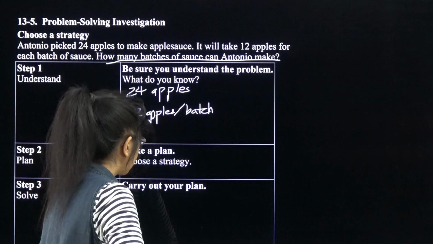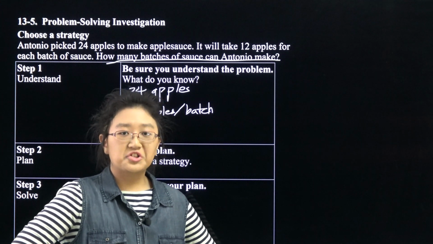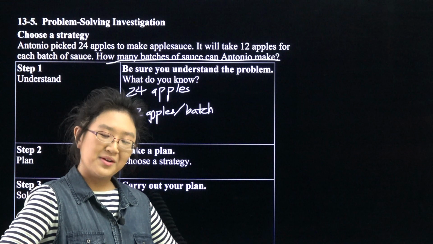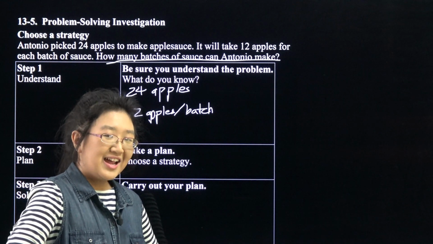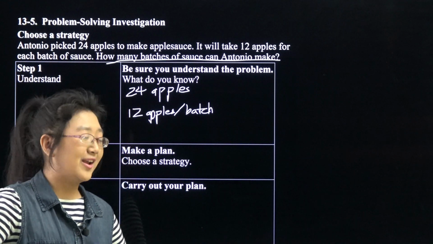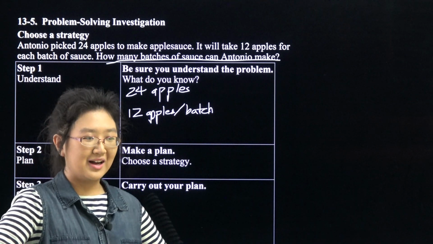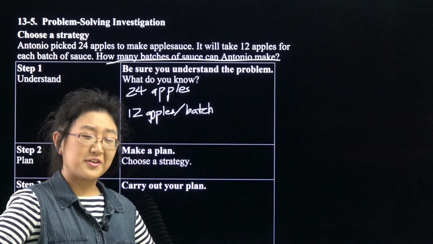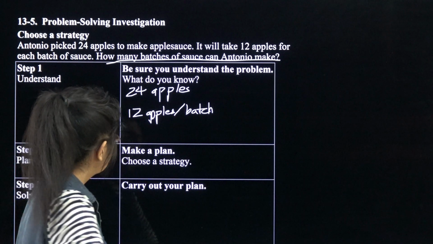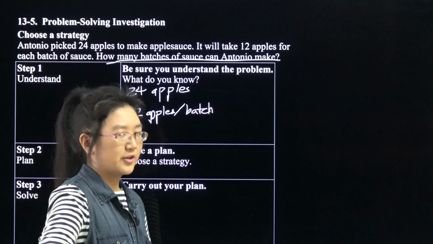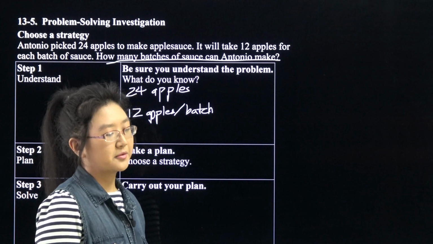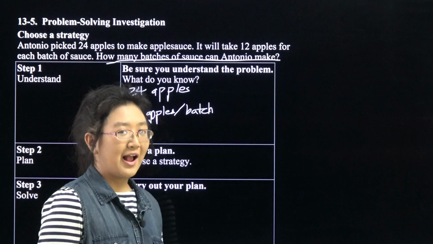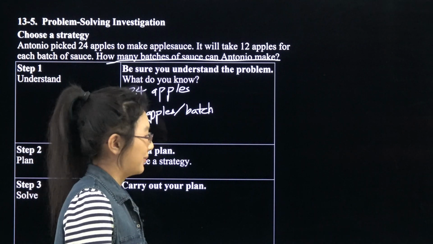Now plan. Choose a strategy. We could just use plain old math division. We could act it out, but unless you want to find a recipe that calls for 12 apples, go out and buy 24 apples, it might be a little complicated, difficult, time-consuming. And it's not as if your teacher will let you carry a pot into the classroom to make applesauce in the middle of the test, no matter how much you want to bribe the teacher with applesauce.